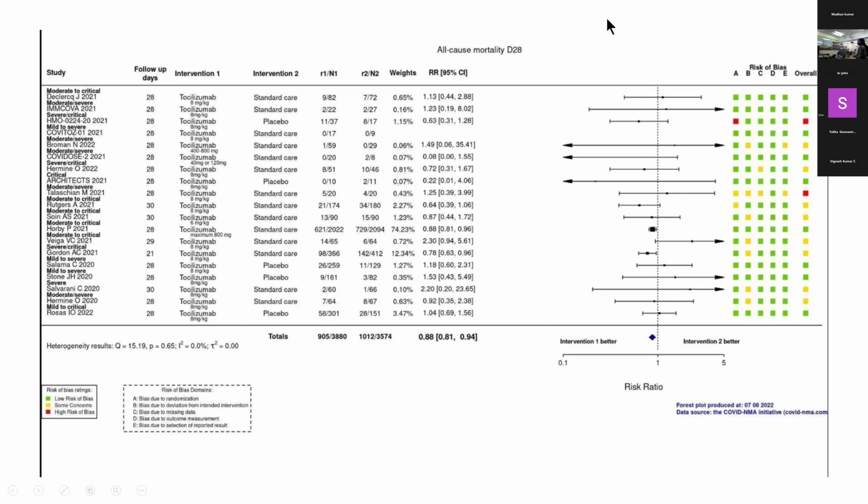Now, the same study has looked at all-cause mortality. And look at this same RCT. Over here, what happened to the overall risk of bias? It's written as very low. So you can see how the same RCT in 2 different outcomes has different risk of biases.